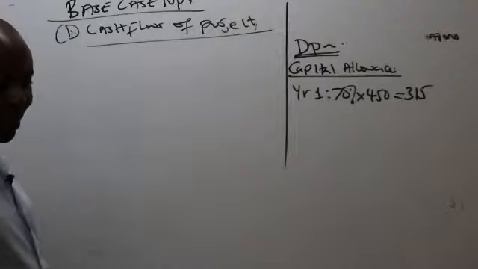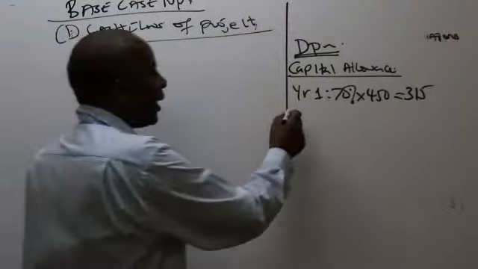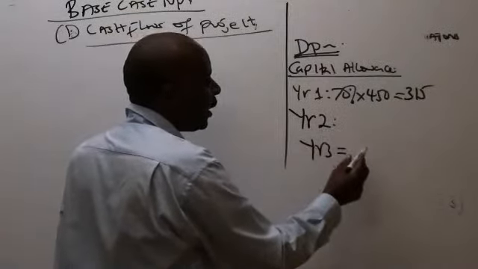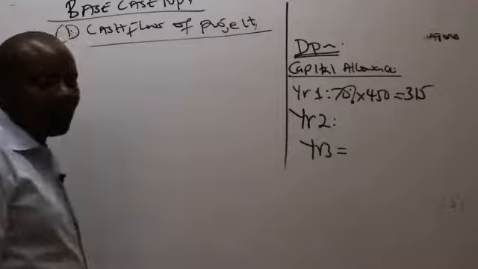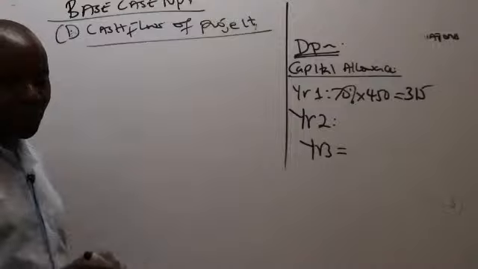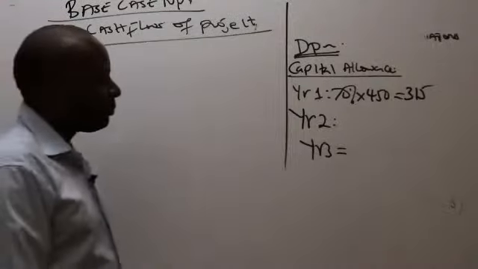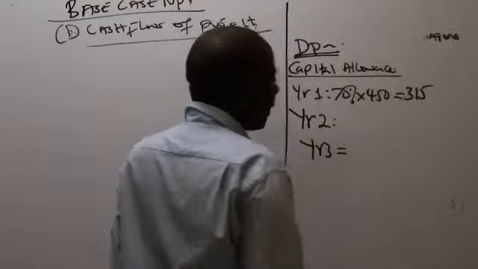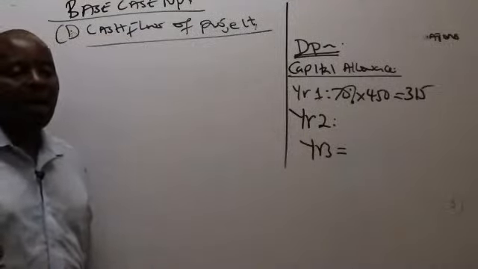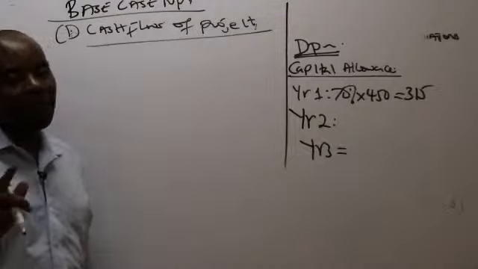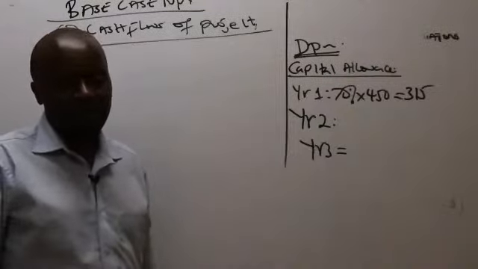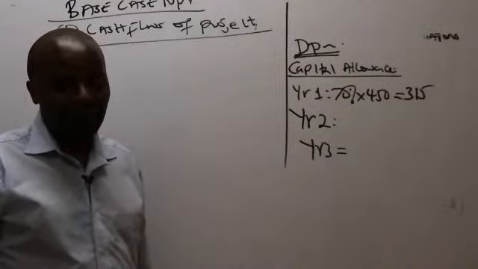So we have here 315. And then we have year 2, year 3. Do you remember that this machine had a useful life of 3 years? Please, somebody send Dahir this question on WhatsApp. Dahir has just joined us. So remember this machine, ladies and gentlemen, has an economic life of how many years? Nobody's telling me. No, 3 years, isn't it?